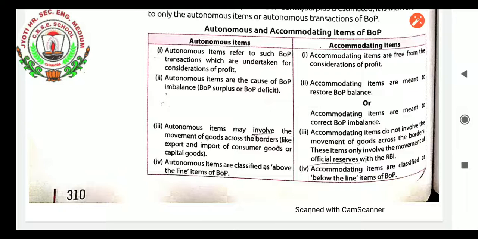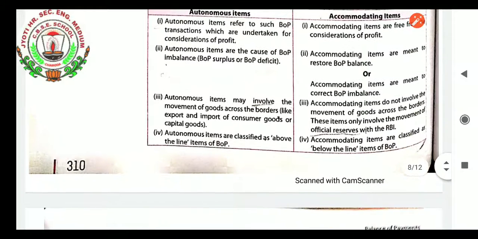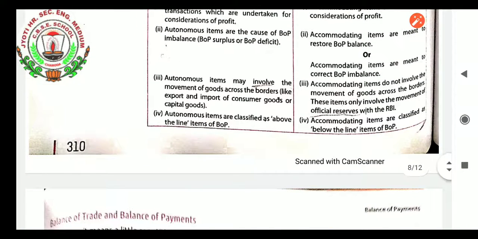Autonomous items are the cause of balance of payment deficit and surplus. Now why do we get a balance of payment imbalance? Because sometimes for profit earning we are doing some transactions which sometimes give a deficit, sometimes give a surplus. Accommodating items are meant to restore the balance of payment balance as before.